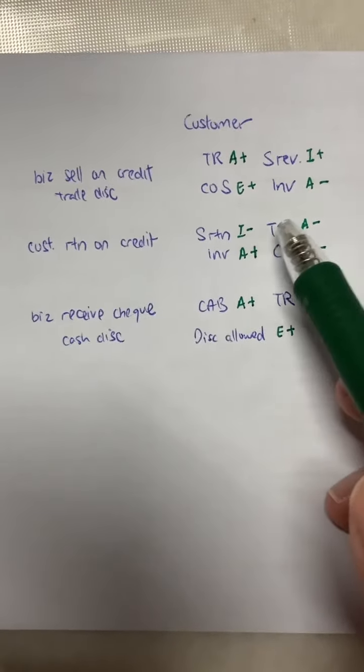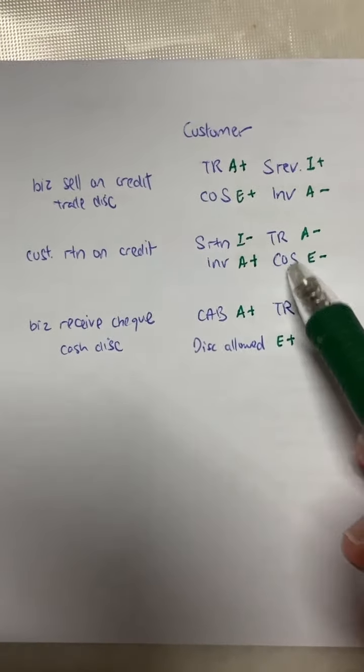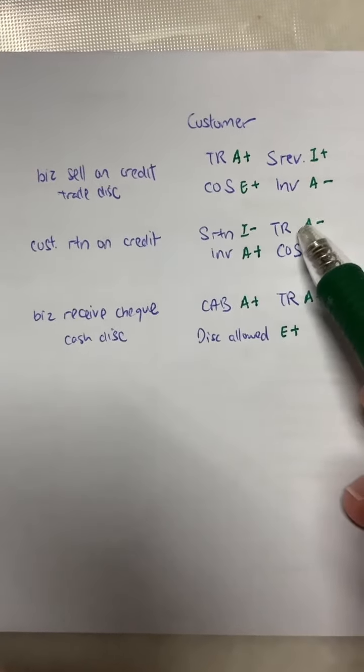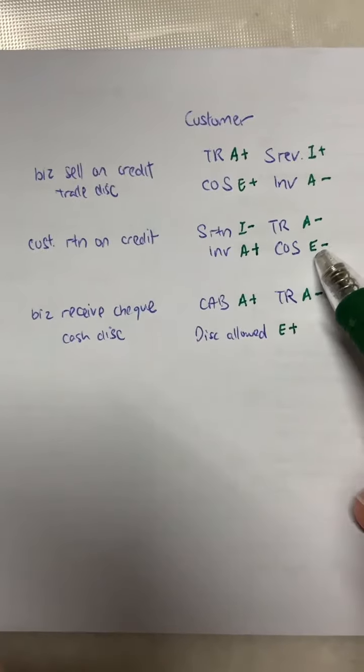When there's a return, all you need to do is to reverse it. Alright, sales revenue becomes sales return, that's all. Other than that, it's a swap. So you debit sales return, credit trade receivable, debit inventory, credit cost of sales.